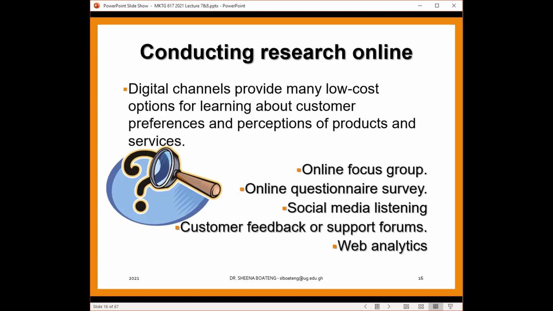So what example of software can we use to do online focus group discussions based on the description I just gave? An example of an online tool or software. We are using one now. Zoom.